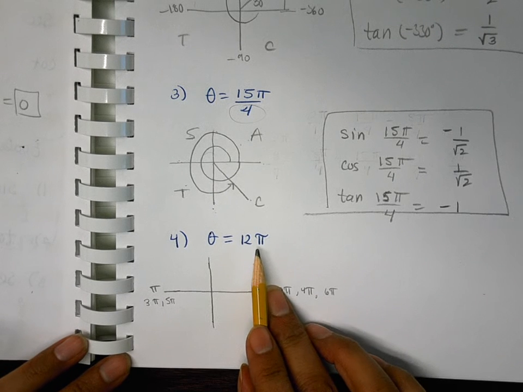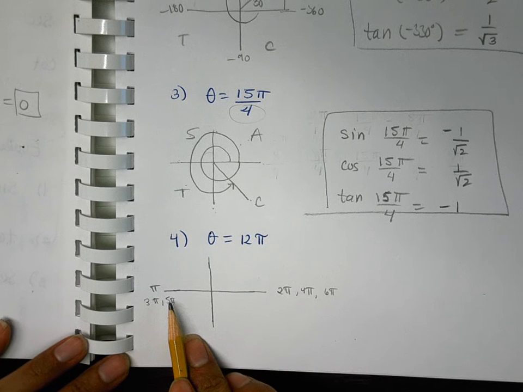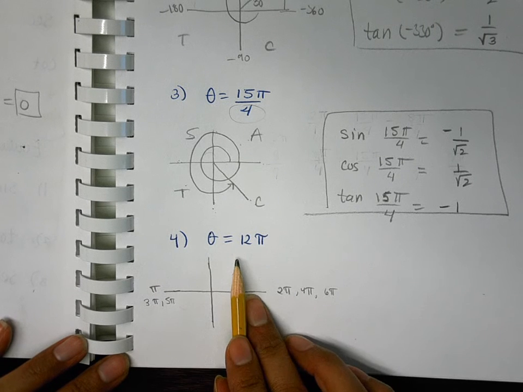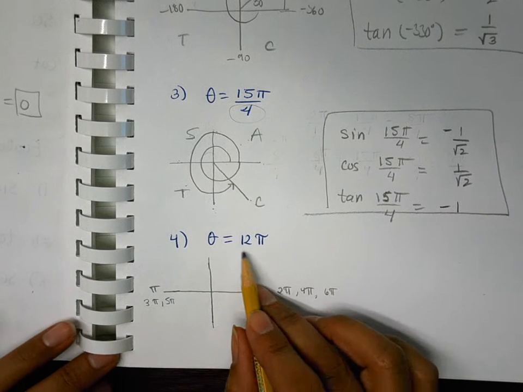Now, let's say this was 15 pi. Where would I be, the 0 or the 180? 12 pi is going to be where, the 0 or the 180? 0.